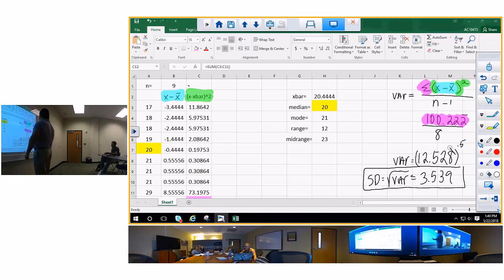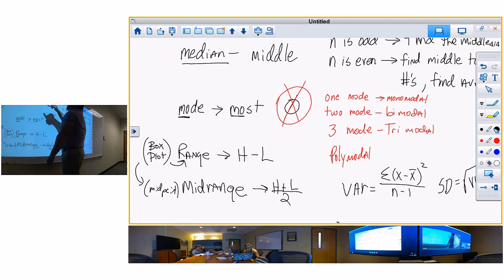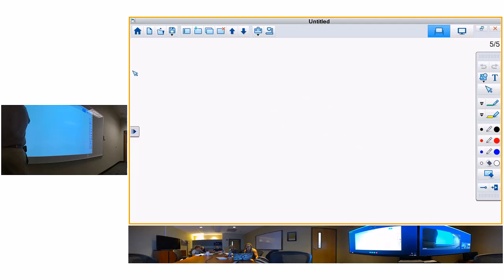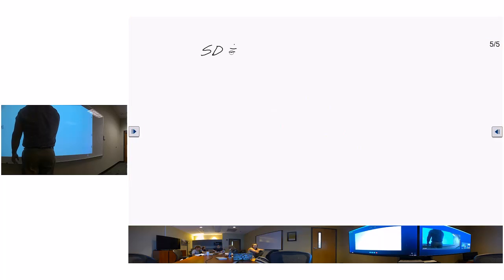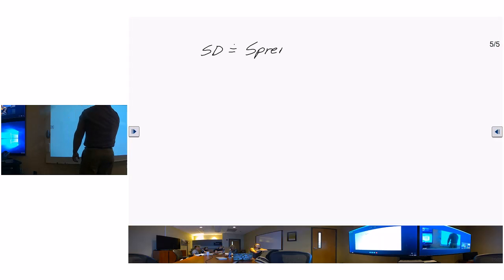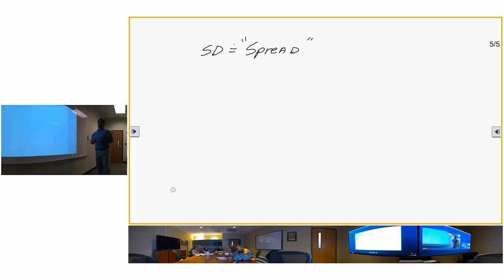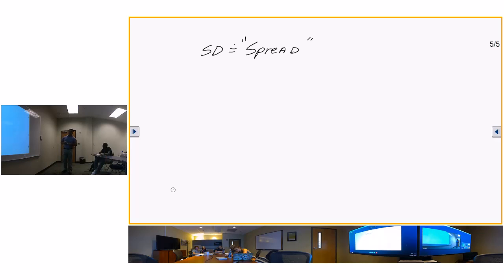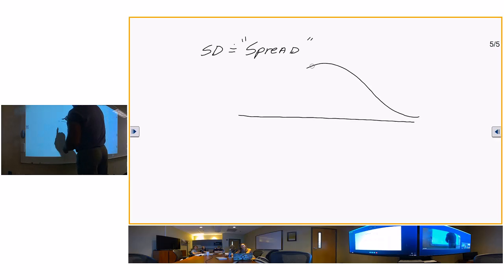Okay, so I'm going to take it to my handy-dandy whiteboard and add another page. Basically, standard deviation is equal to the spread. Now, I don't know what you're thinking of when I say spread, but most of the time, the spread is how far something is out. Like if you're talking about the point spread, how far out is it? So I'm just going to draw a normal curve, because this is the best application of the standard deviation.